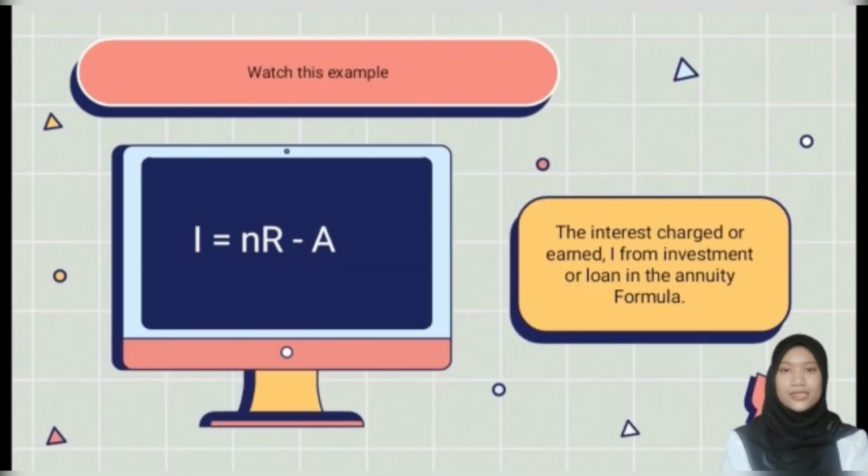Next is the interest charge formula. The interest charged or earned, I, from an investment or loan in the annuity is given by I equals nR minus A.